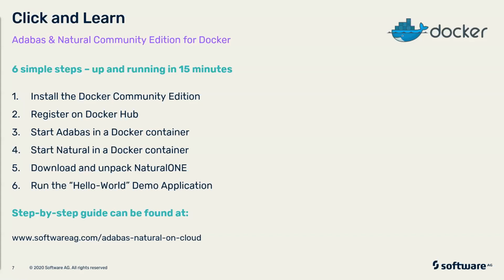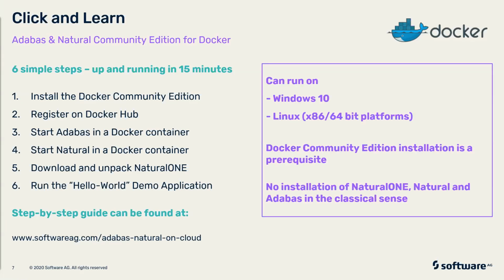You need to install a Docker Community Edition on a machine where no other products are installed. You usually have to register to the Docker Hub to be able to retrieve the images, and then you can just start the Adabas and Natural image containers as you like. And then you need, of course, the Eclipse-based Natural One, and you can run the demo application. This can run on Windows 10 and it can run on Linux. And as said, only a Docker Community Edition is a prerequisite so that you're able to execute it. And there is no installation of Natural One or Natural and Adabas in the classical sense required anymore.